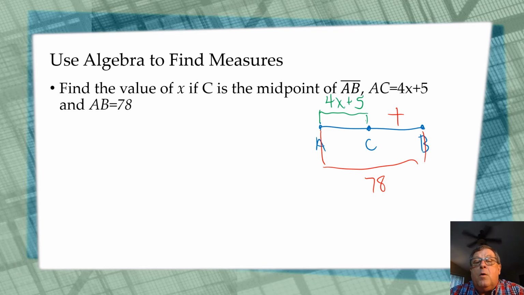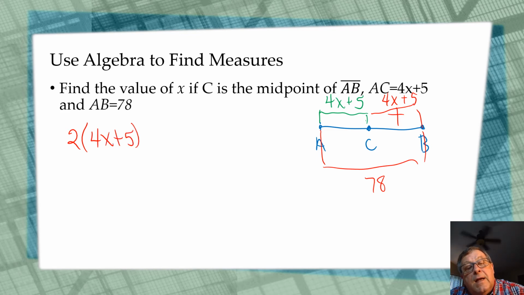Well, C is the midpoint, so that means this portion, CB, should also be equal to 4X plus 5. Let's set our equation up this way. Let's say I take 2 times AC, which is 4X plus 5, and set that equal to 78. I could put 4X plus 5 plus 4X plus 5, but this is the same thing. I'm going to distribute the 2 to the 4X, that gives me 8X. Distribute the 2 to the 5, that gives me plus 10. And that's still equal to 78.